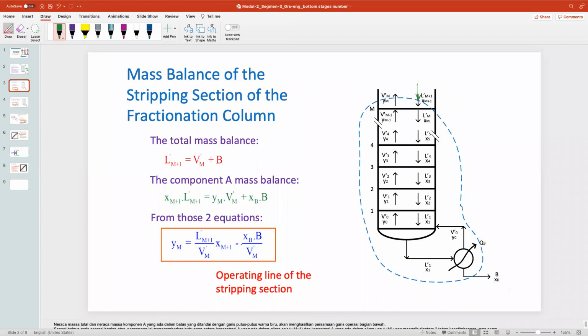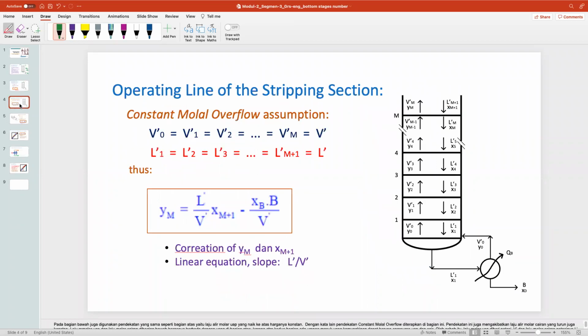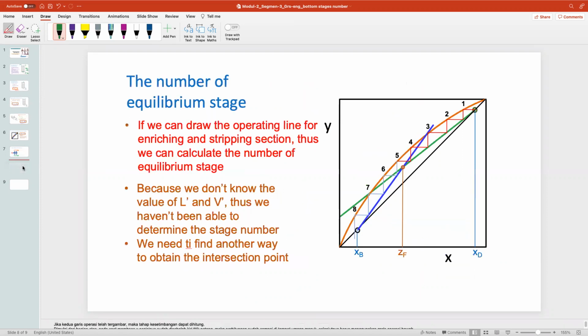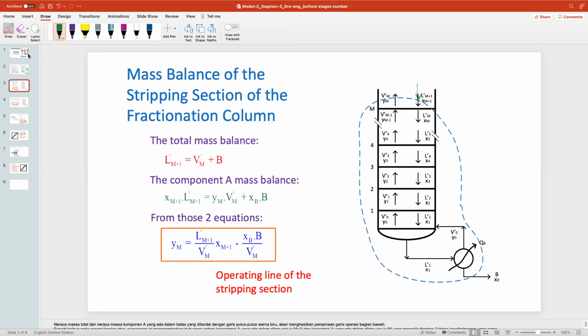minus, or I think it should be plus. Let's go back. Oh yes, it's minus, the x_B term there.